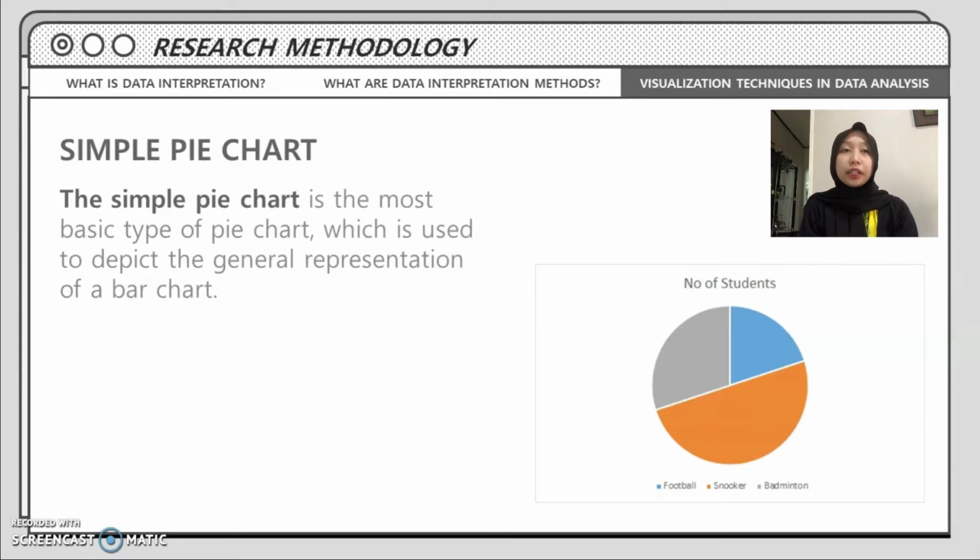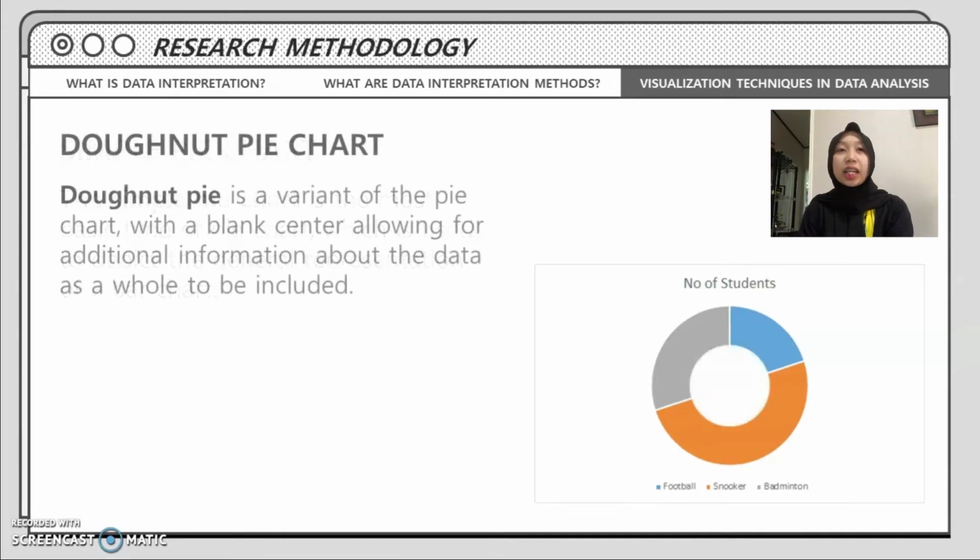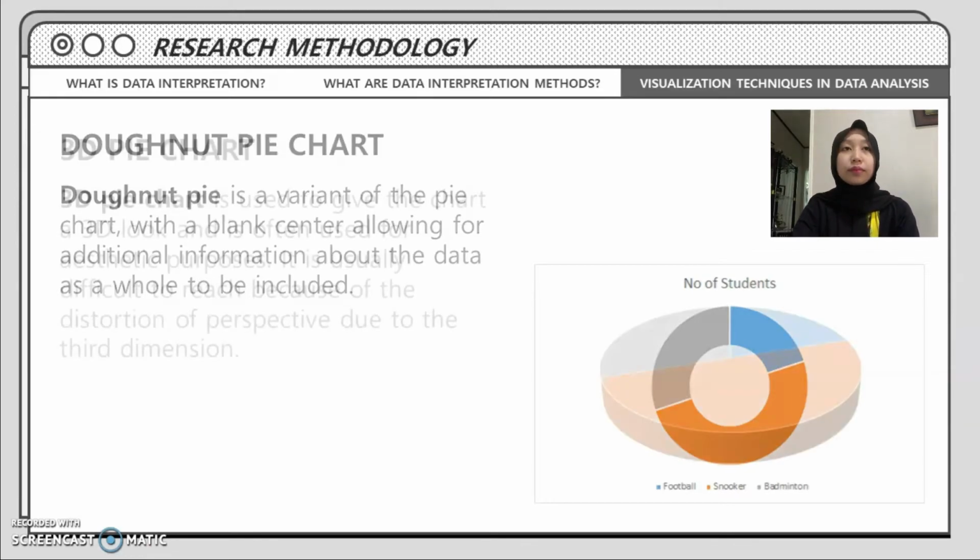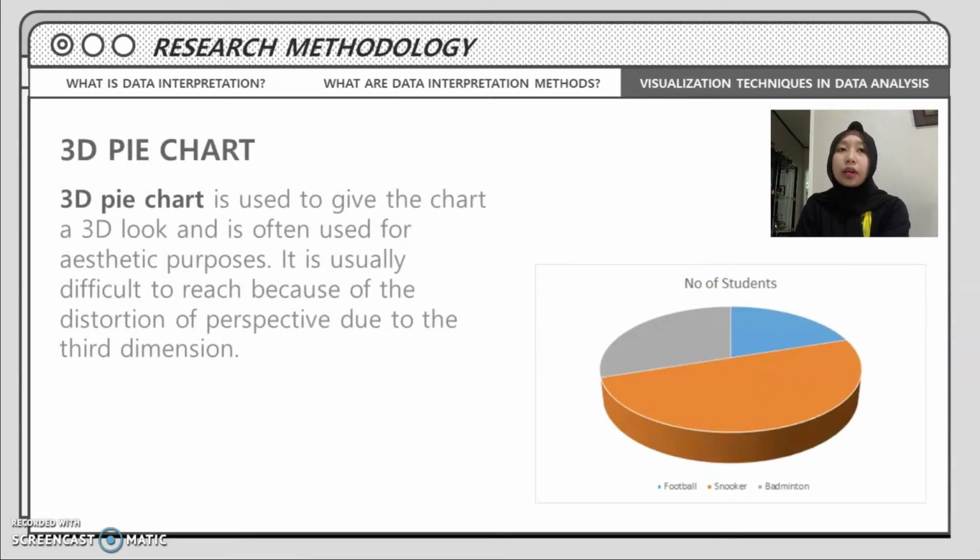First, simple pie chart. The simple pie chart is the most basic type of pie chart, which is used to depict the general representation of a bar chart. Second, donut pie chart. Donut pie is a variant of the pie chart with a blank center allowing for additional information about the data as a whole to be included. And third, 3D pie chart. 3D pie chart is used to give the chart a 3D look and is often used for aesthetic purposes. It is usually difficult to read because of the distortion of perspective due to the third dimension.